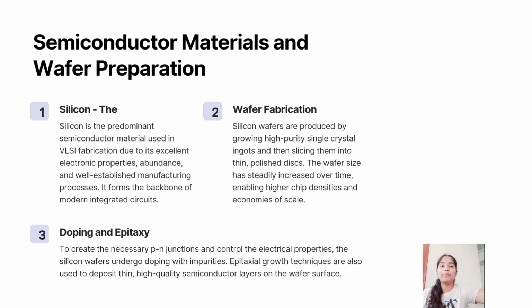Doping and epitaxy to create necessary P and N junctions and control the electrical properties. The silicon wafers undergo doping with impurities. Epitaxial growth techniques are also used to deposit thin, high quality semiconductor layers on the wafer surface.